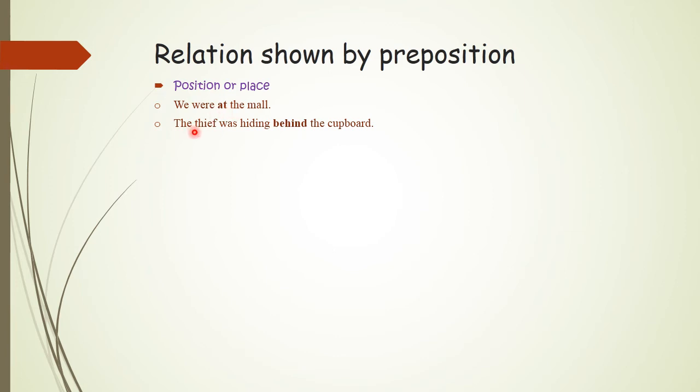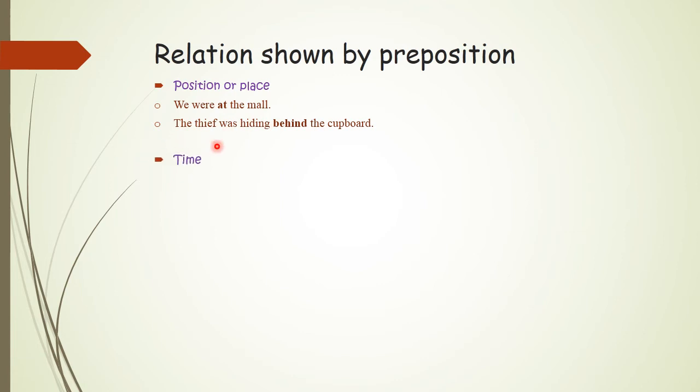And the second sentence, the thief was hiding behind the cupboard. So it shows the relation between the thief and the cupboard in terms of position. Where is the thief? The thief is behind the cupboard.